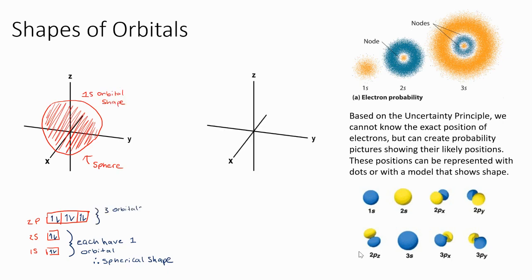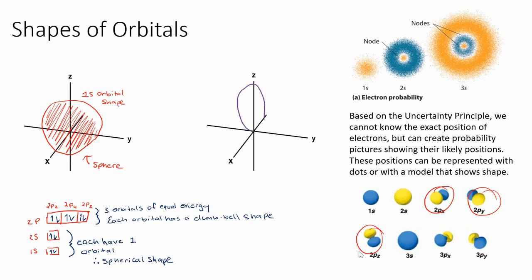Now, this next energy level, the 2p level, contains 3 orbitals and each orbital has equal energy. You can see here that they will form what we call a dumbbell shape, and we can represent each orbital as 2px, 2py, and 2pz. And this will help us understand how they sit next to each other in a 3D Cartesian plane.